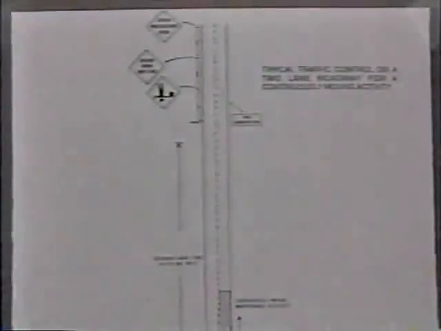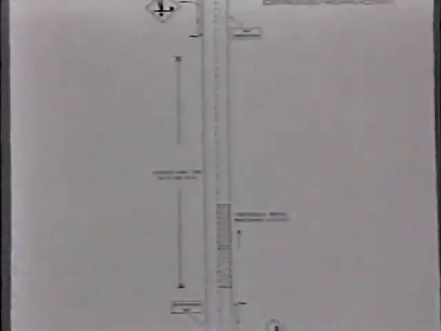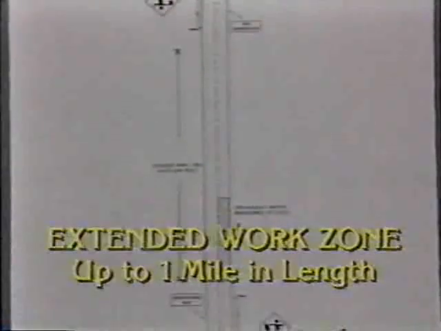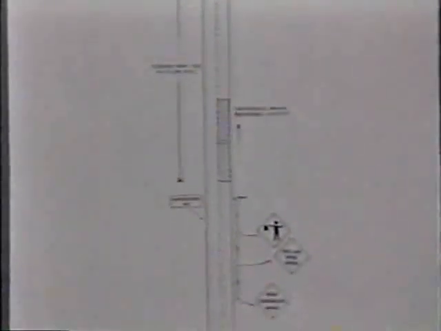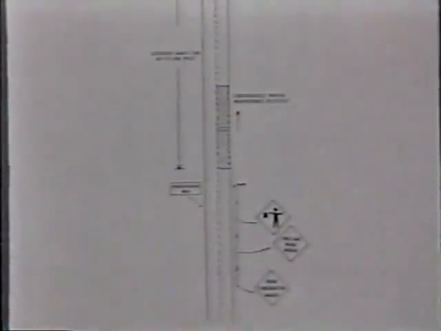Place these signs ahead of the work zone in each direction. Since the operation will be moving, an extended work zone is used. An extended work zone may reach up to 1 mile in length. As this drawing illustrates, this arrangement of signs would precede the extended work zone from each direction.